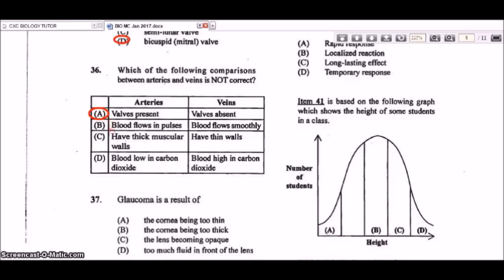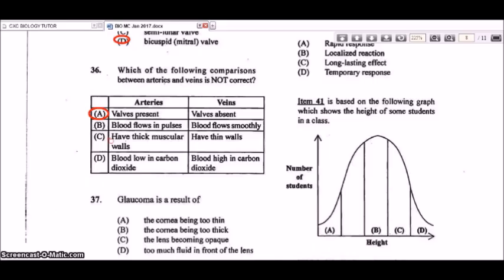So we have blood flowing in pulses for the arteries while they flow smoothly in the veins. Arteries have thick muscular walls, veins have thin walls, and the arteries would have blood rich in oxygen. Arteries carry oxygen-rich blood, while the veins usually would have blood high in carbon dioxide because they're going to be lacking oxygen.